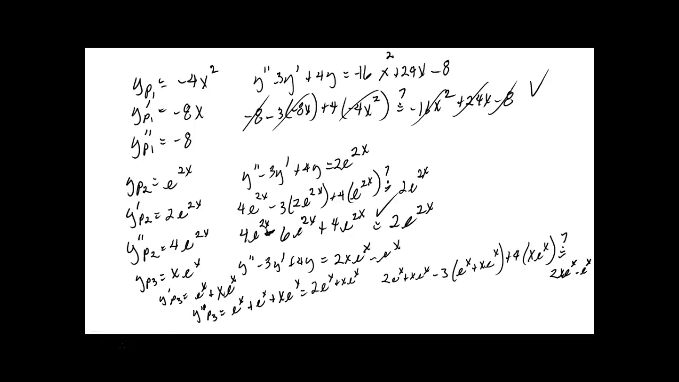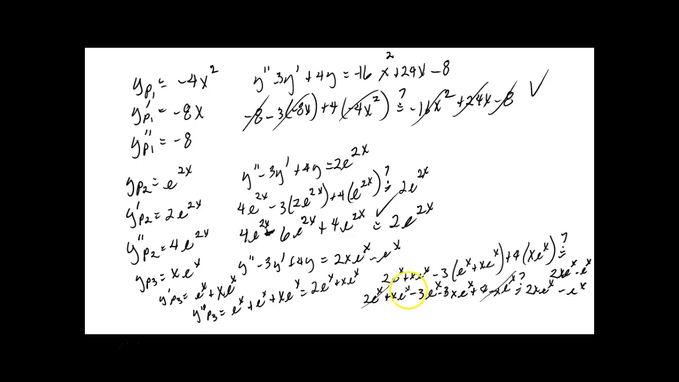All right. Well, here's 2e to the x plus x e to the x minus 3e to the x minus 3x e to the x plus 4x e to the x. Is that equal to 2x e to the x minus e to the x? That's the question. Here's our answer. There's 4 plus 2 would be 6 x.